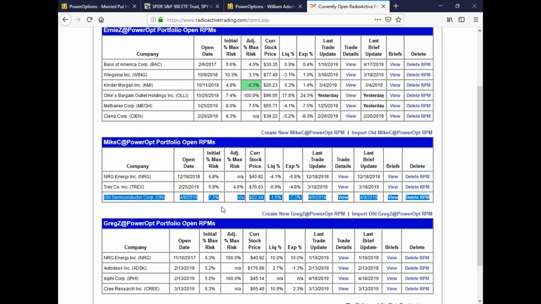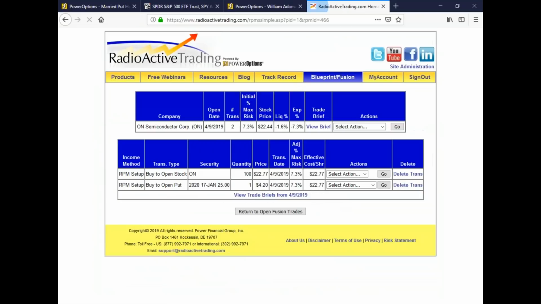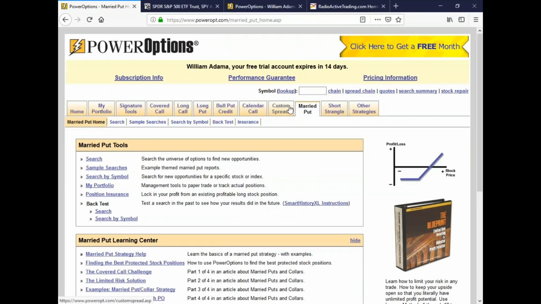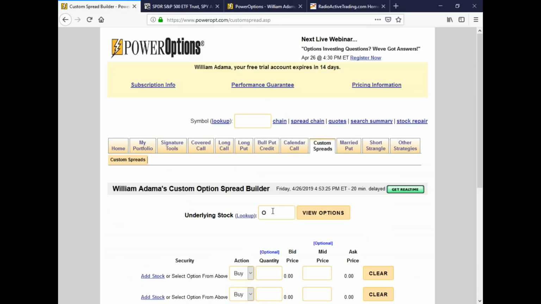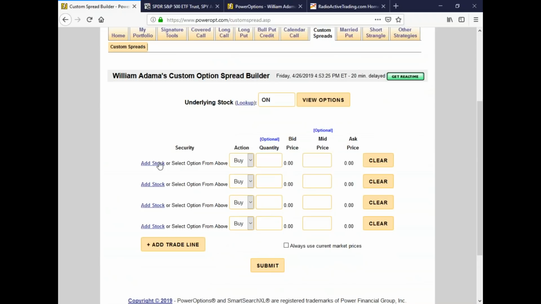It's on semiconductor, and this position was opened on April 9th, and I bought the stock at $22.77, and I bought the January far out in time 25 put for $4.20. Okay, so it had an initial risk of 7.3%. Now, let's go to the custom spread tool. The reason John was asking me about this position is because he followed me into it, I'm assuming.